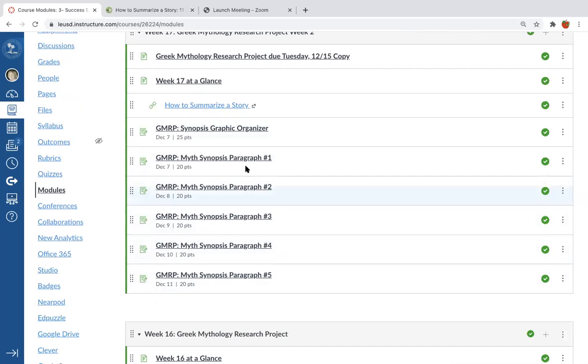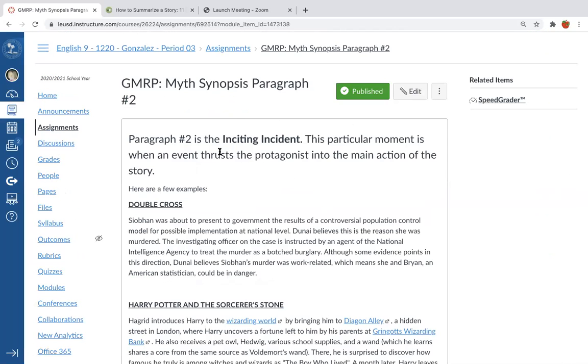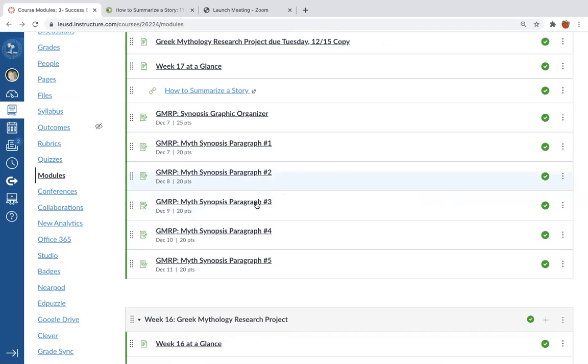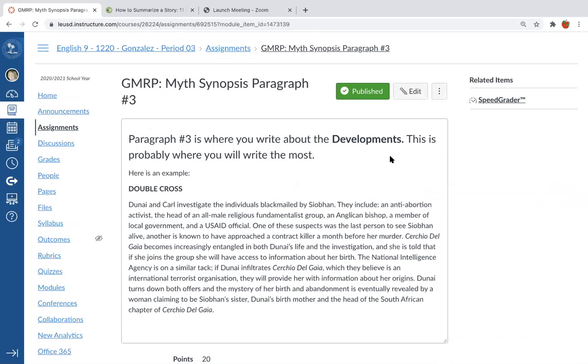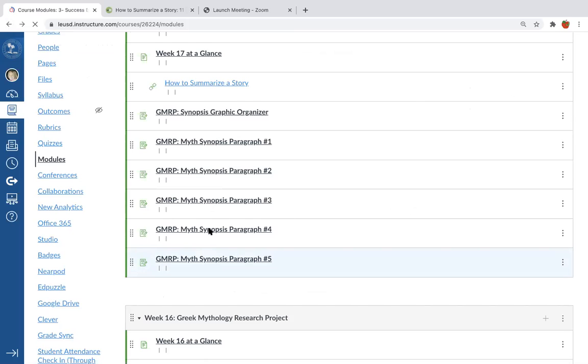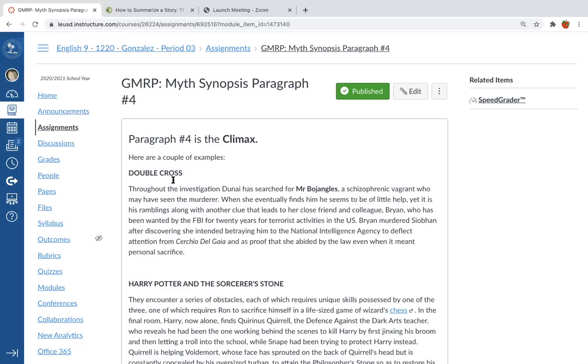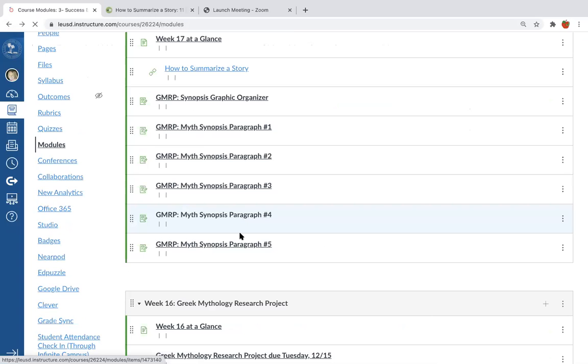Each paragraph is another step. So basically, this is exposition, rising action, climax. No, I'm sorry, this one is what happens to cause the problem. Paragraph 3 is anything that happens in between, and this is probably going to be your longest one. Paragraph 4, that's your climax. And then paragraph 5 is your resolution.